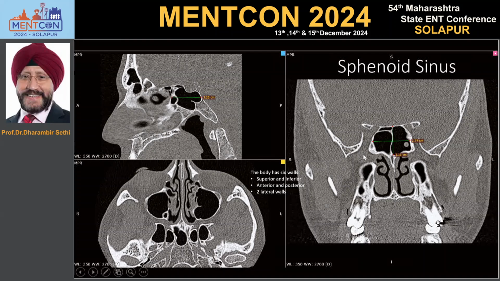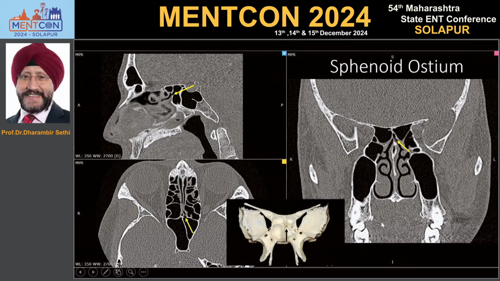Pneumatization of the sphenoid sinus can vary a lot. There can be a very large lateral recess. In this case, we don't see a lateral recess. It's not very well pneumatized. But actually, it's well pneumatized here. You can see there's a lateral recess here.